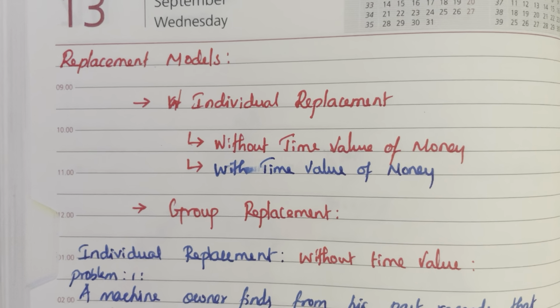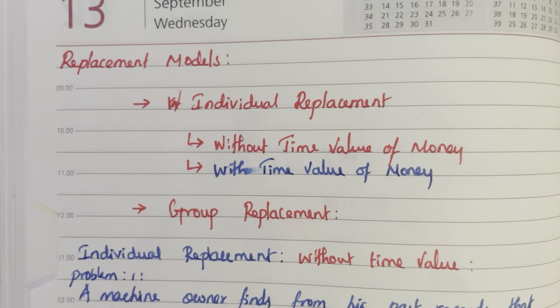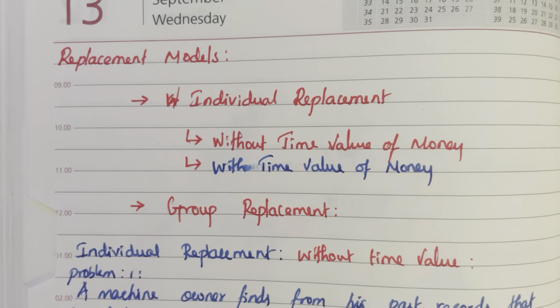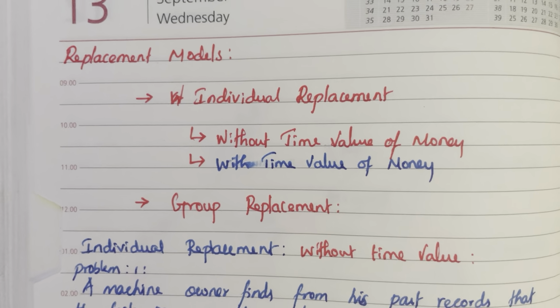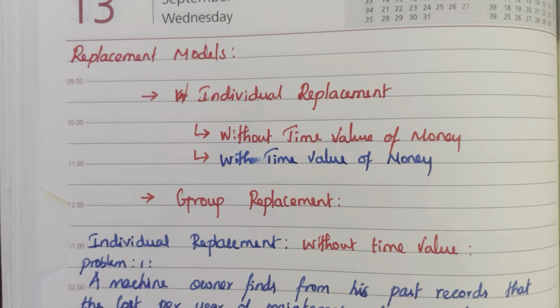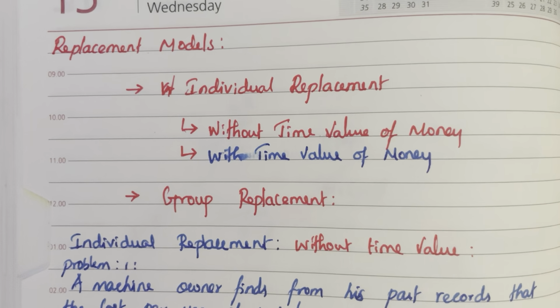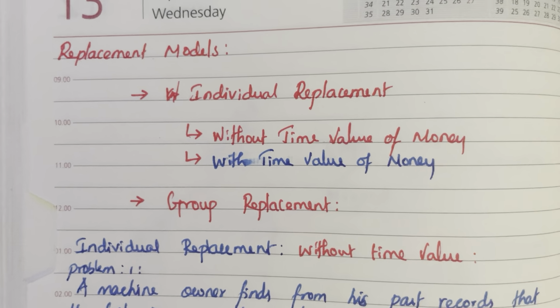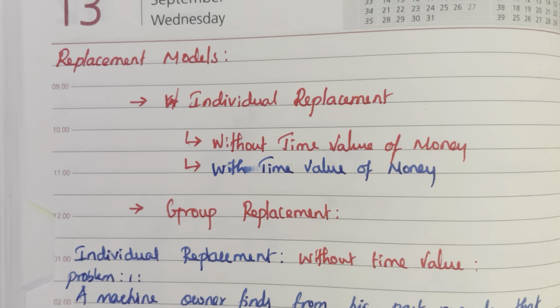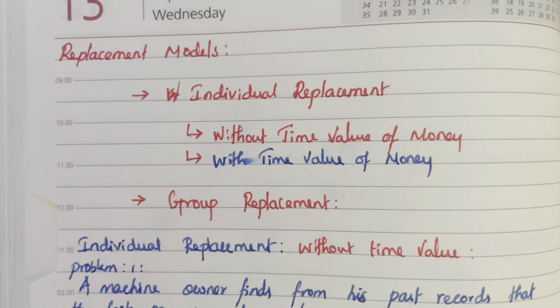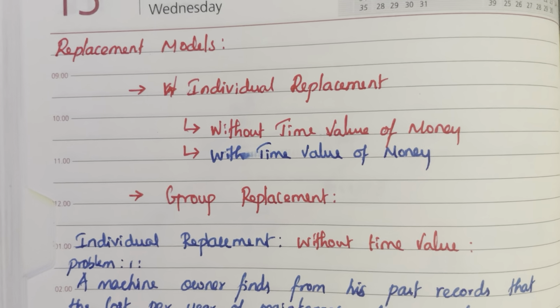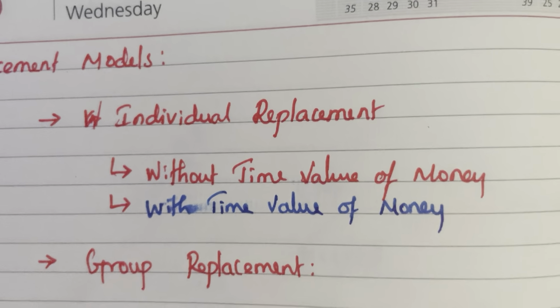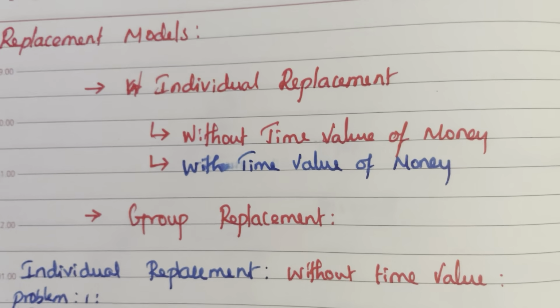So at one stage you will think whether I should go with the same car, or whether it is better to replace my car because my maintenance is going higher and higher. To answer those questions, the replacement model is going to help us. In replacement models we have two different types. The first one is individual replacement and the second one is group replacement.